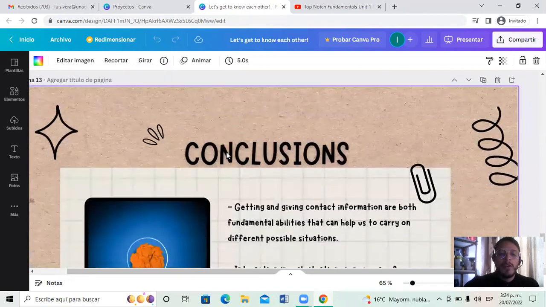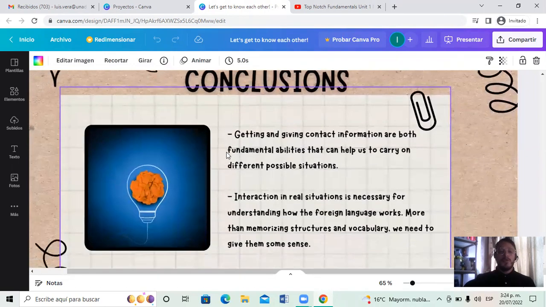Finally, my students, conclusions. We have two conclusions, okay? Number one, students, getting and giving content information are both fundamental abilities that can help us to carry on different possible situations, okay? Estas habilidades nos van a permitir desenvolvernos en cualquier situación, por lo tanto son fundamentales desde lo más básico hasta lo más avanzado. Ustedes pueden mantener una charla con cualquier persona si saben cómo preguntar, cómo solicitar y cómo dar información personal.